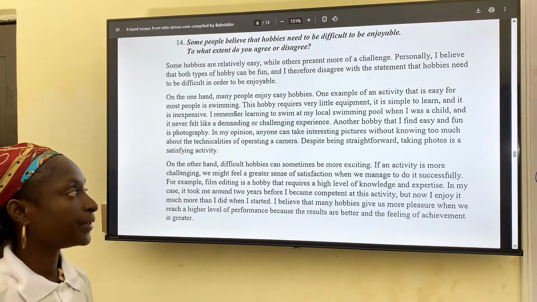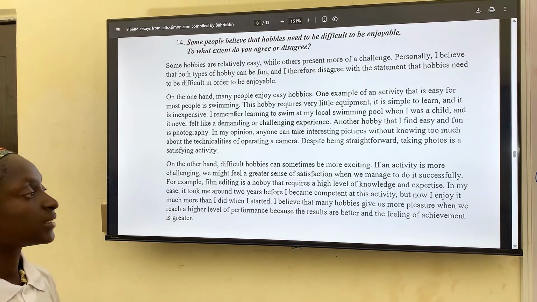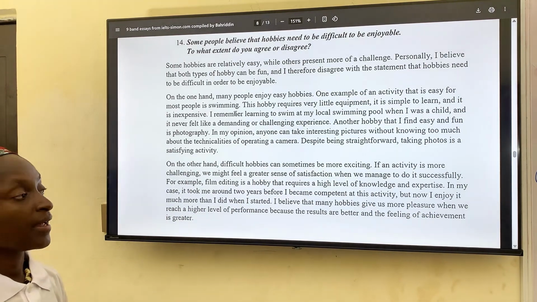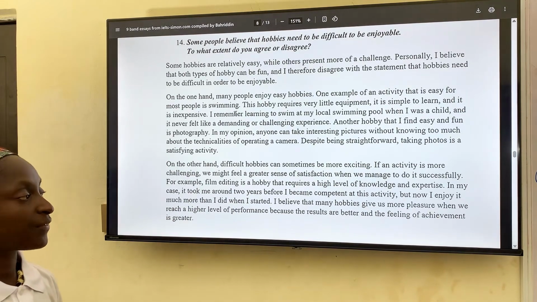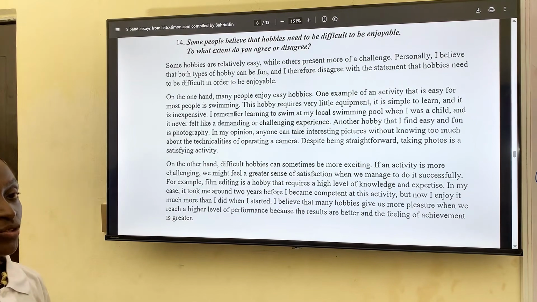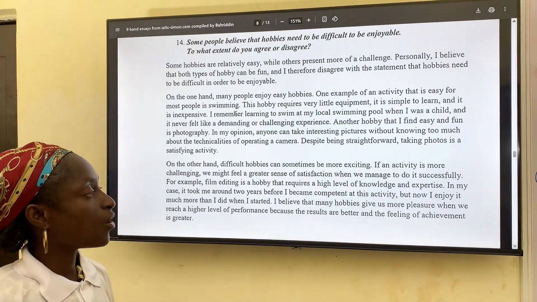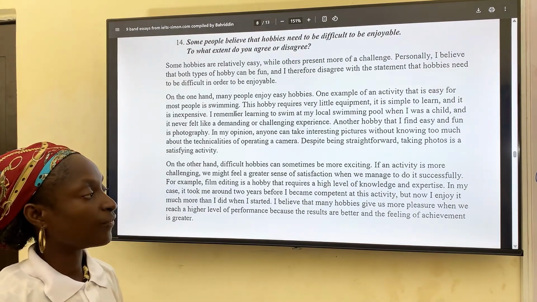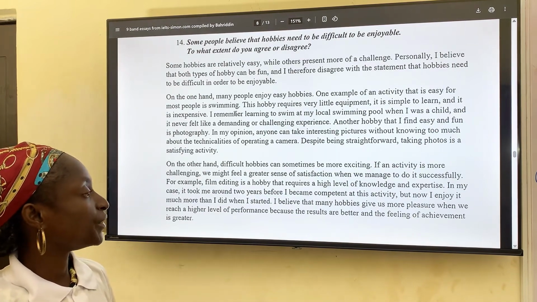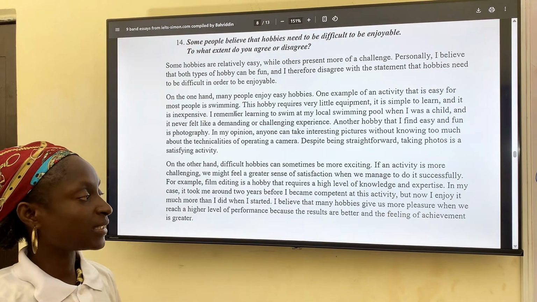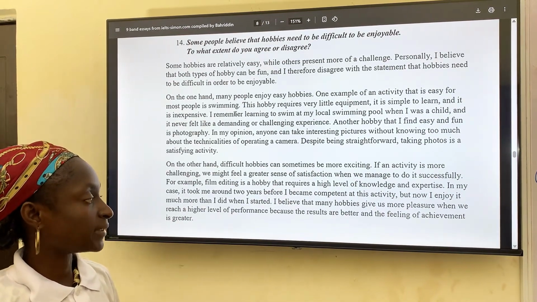So now the second body paragraph, we have, on the other hand, difficult hobbies can sometimes be more exciting. If an activity is more challenging, we might feel a greater sense of satisfaction when we manage to do it successfully. For example, film editing is a hobby that requires a high level of knowledge and expertise. In my case, it took me around 2 years before I became competent at this activity, but now I enjoy it much more than I did when I started.